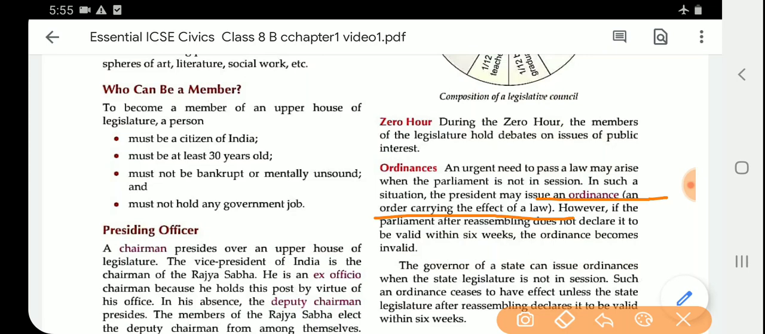However, if the Parliament, after reassembling, does not declare it valid, then it will be valid only for six weeks. If they have not declared it within six weeks, the ordinance becomes invalid.